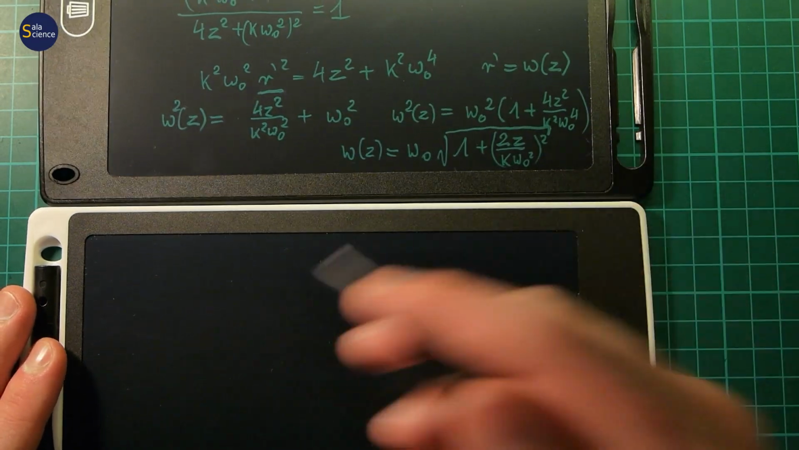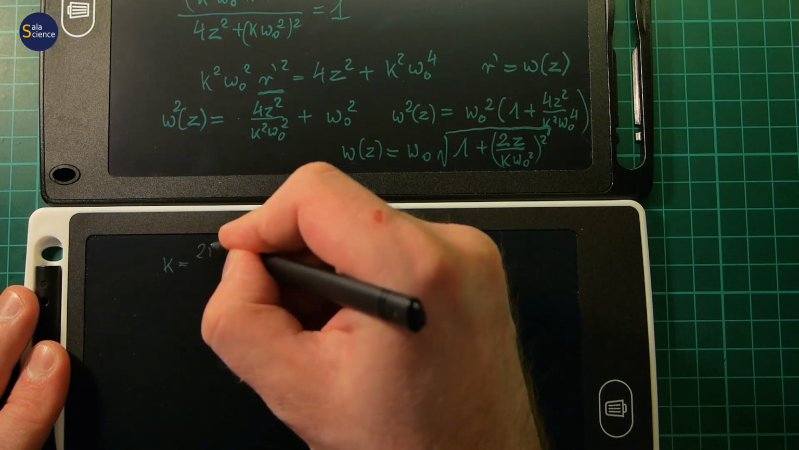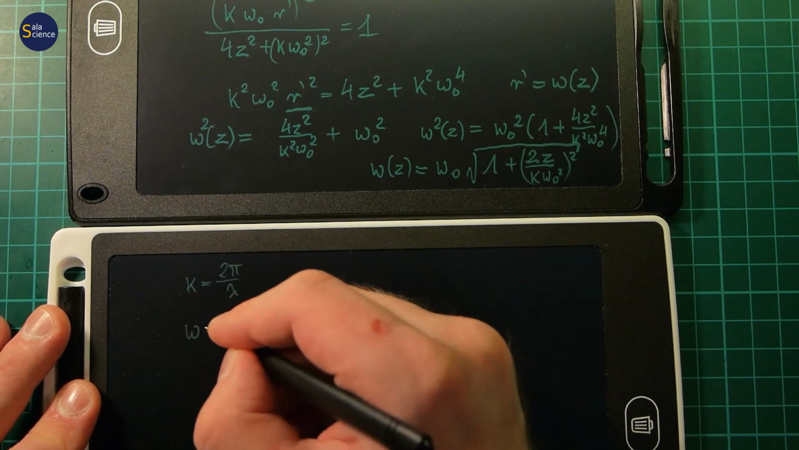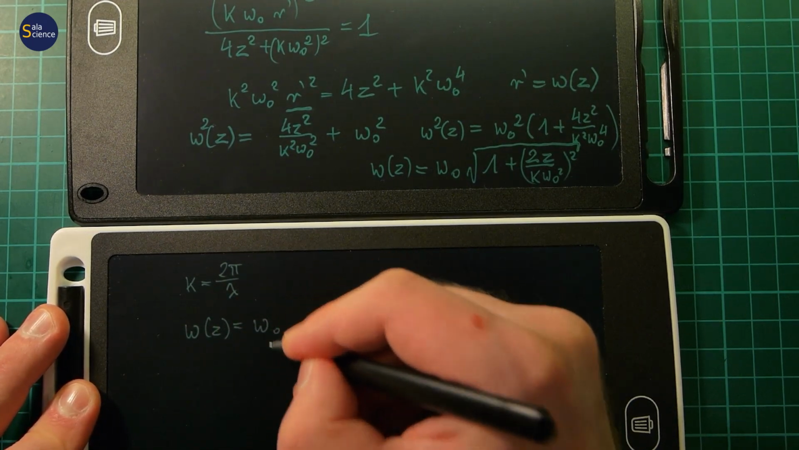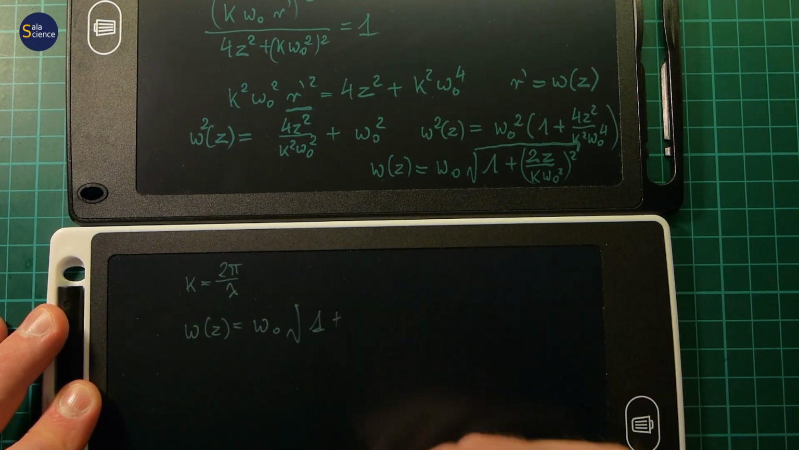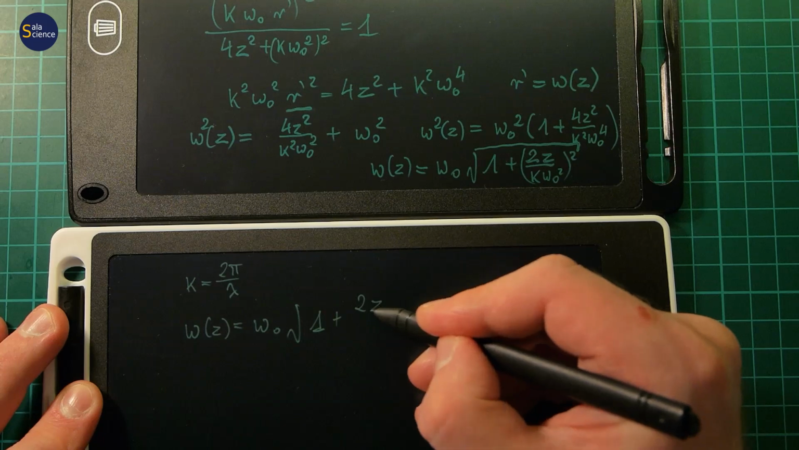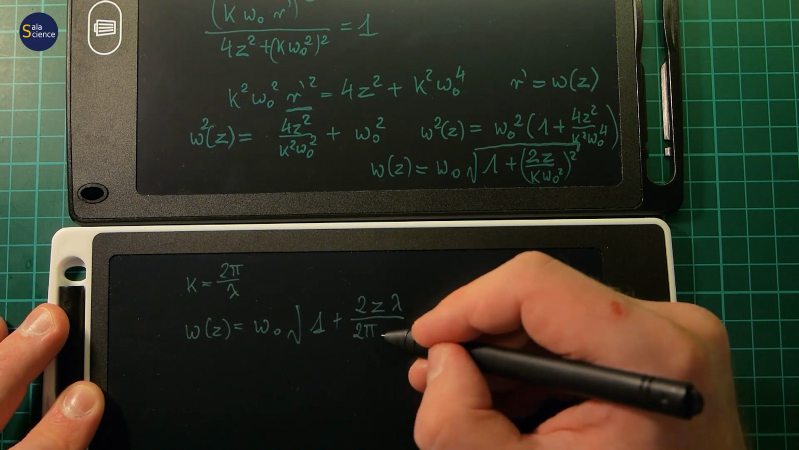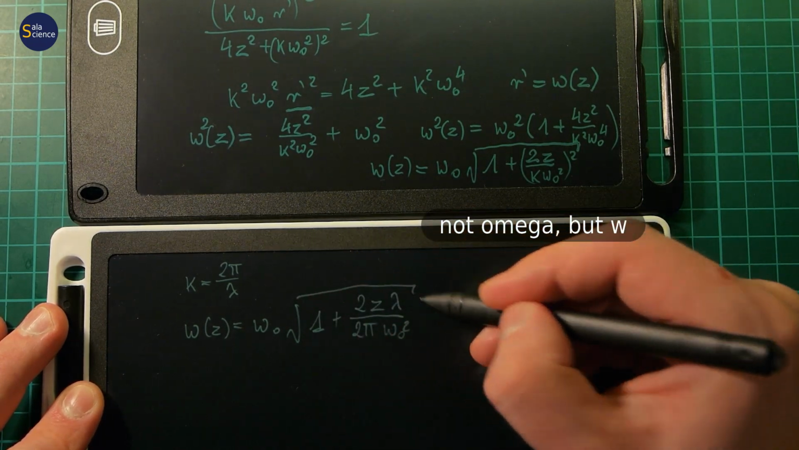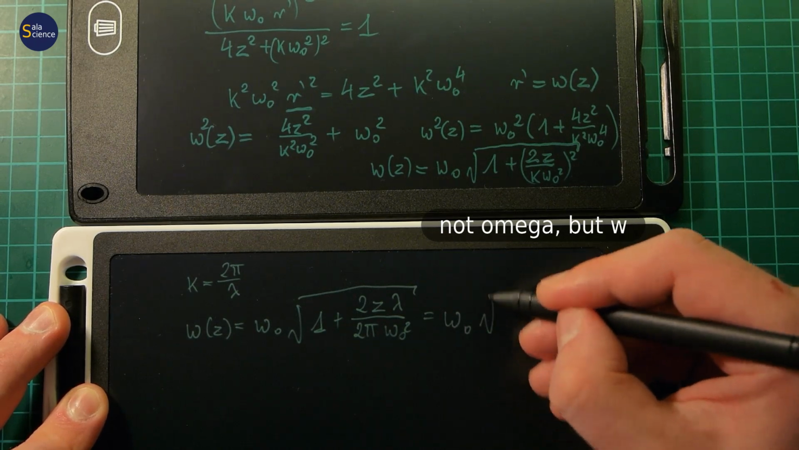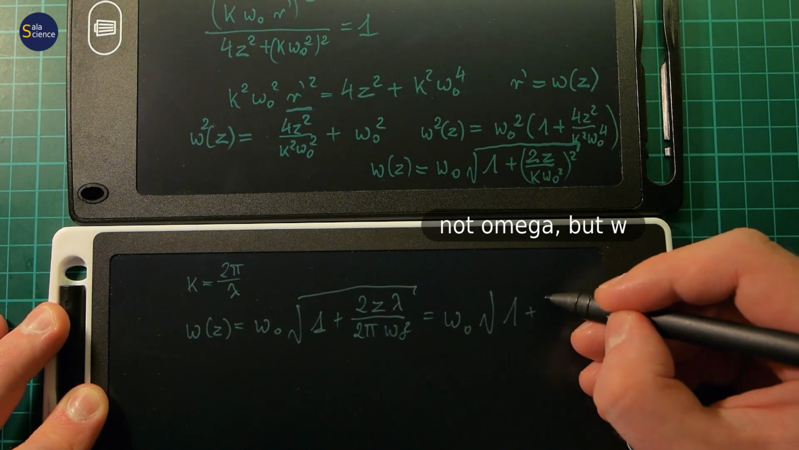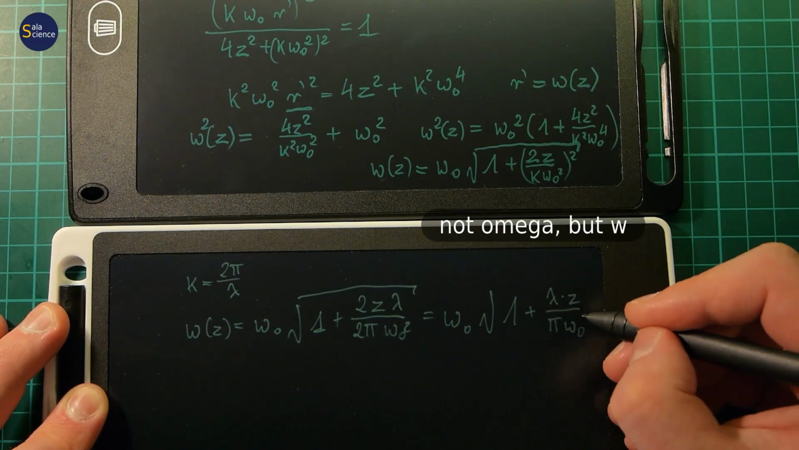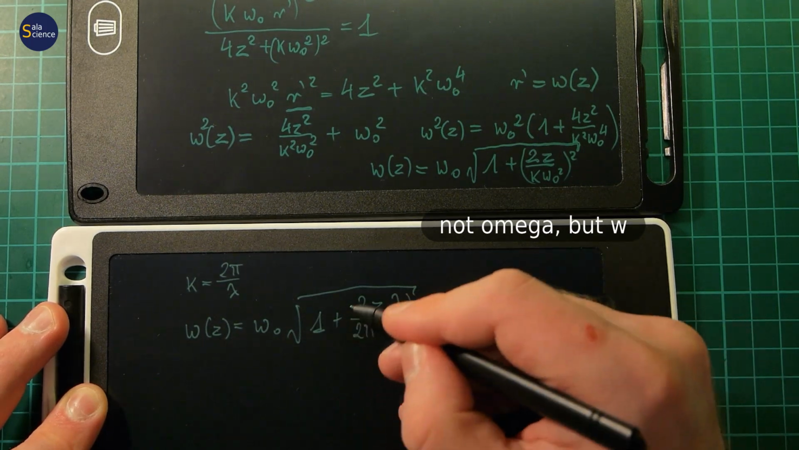We can rewrite it slightly. We know that k is 2 pi over lambda, where lambda is the wavelength. So omega z equals omega naught square root of 1 plus 2z over 2 pi over lambda, so here is lambda, omega naught squared. So this is w naught square root of 1 plus lambda z over pi times omega squared. And here is squared, obviously.